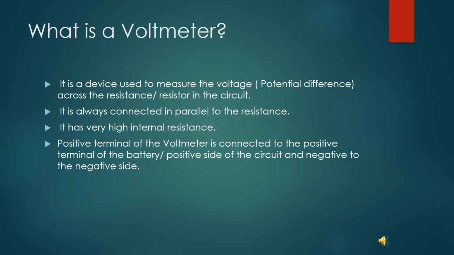What is a voltmeter? Voltmeter is a device to measure the voltage potential difference across the resistance in the circuit. It is always connected in parallel to the resistor. It has very high internal resistance. Positive terminal of the voltmeter is connected to the positive terminal of the battery and the negative terminal of the voltmeter is connected to the negative terminal of the battery or the negative side of the circuit.